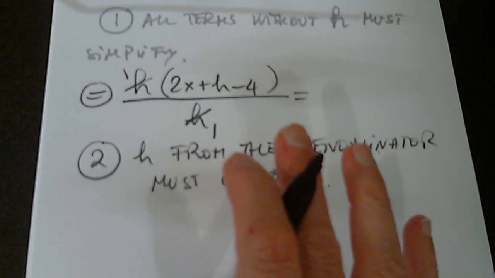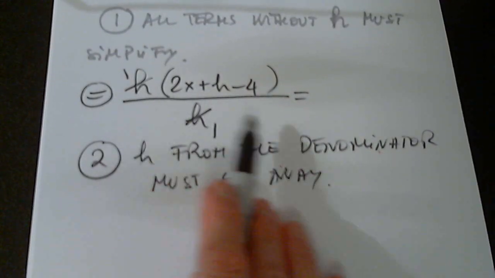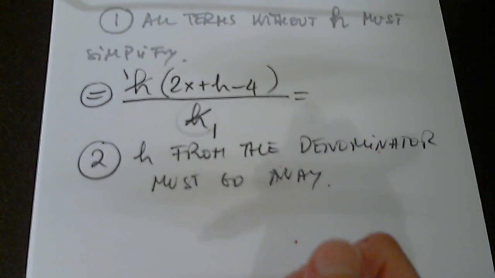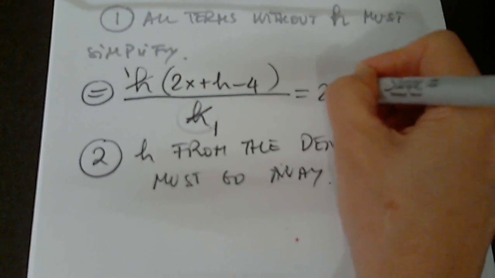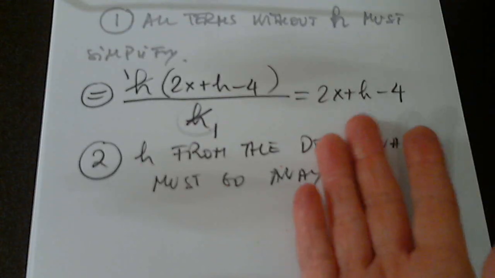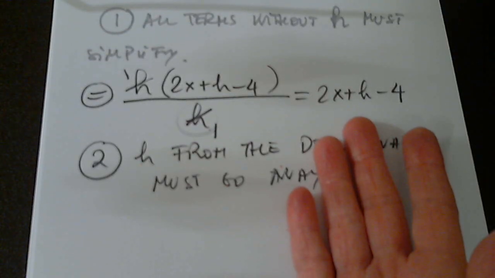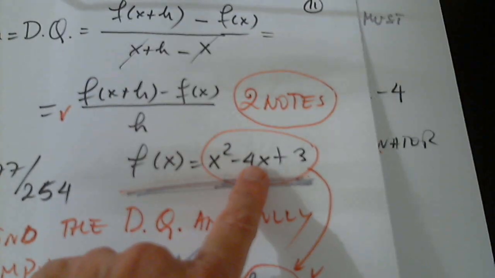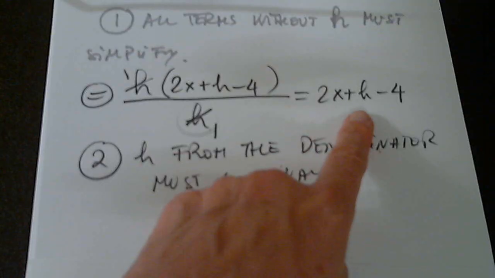The final simplified form. Notice that I did not say that the final form would not have h. No, I'm only saying that this h in the denominator will go away. So this is 2x plus h minus 4, and this is the simplified form. It's an expression, not a number. When we talk about the difference quotient, it may be a number, but most of the time it's not. So the difference quotient for this function, fully simplified, is 2x plus h minus 4.